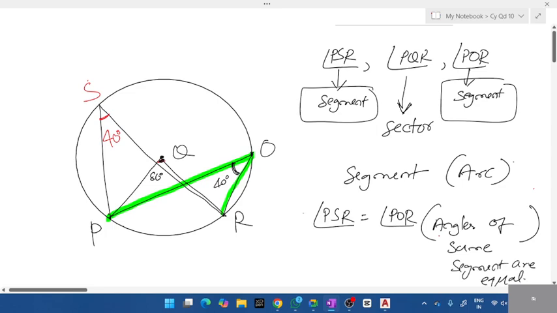That's it. See, whatever I told, just write it. I told angles of these two segments will be equal. So very important concept. You should know what is sector, segment. Angles of same segments are equal.